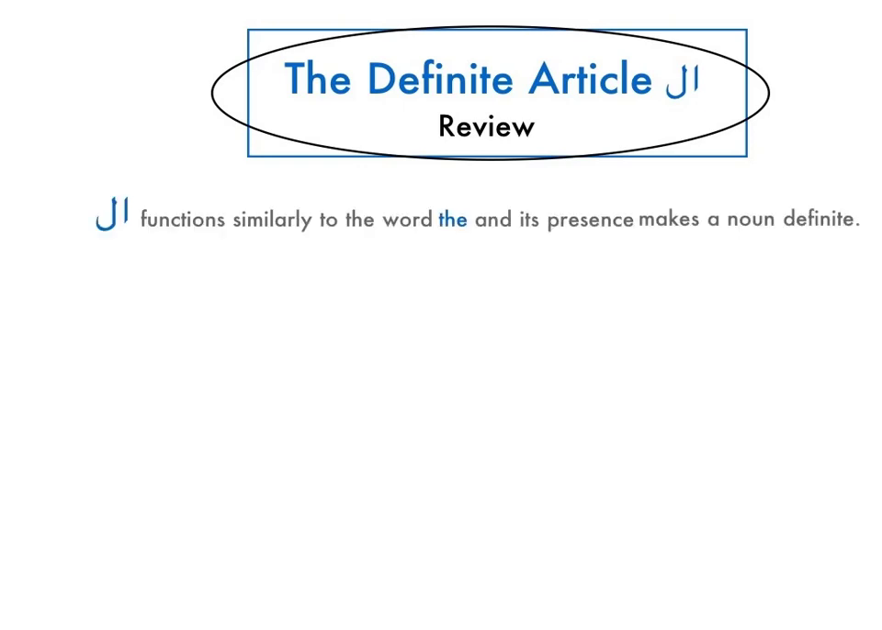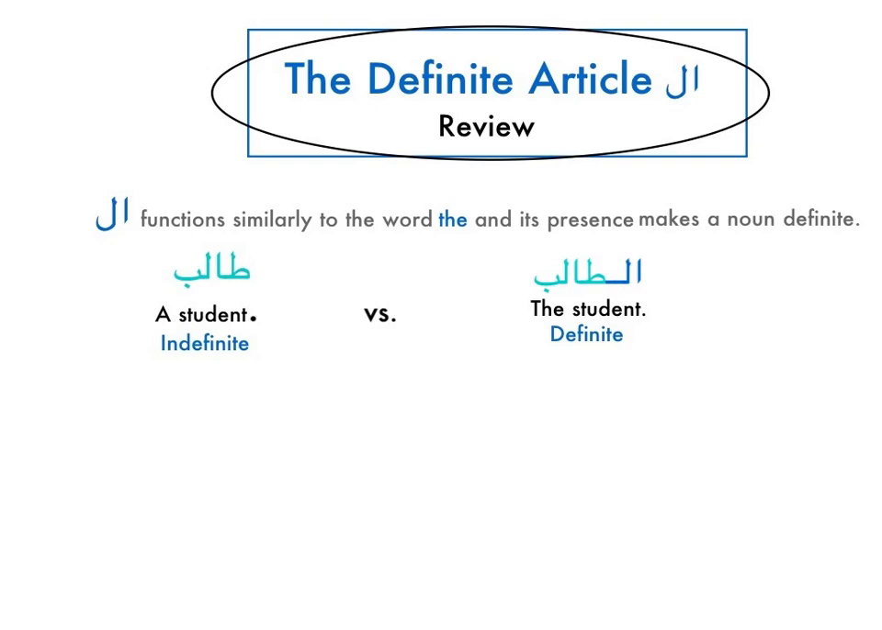The definite article L. Review. L functions similarly to the word the, and its presence makes a noun definite. In Arabic we say التعريف. For example, طالب, a student, is indefinite. Once we add ألف لام التعريف, it becomes الطالب, the student, definite.